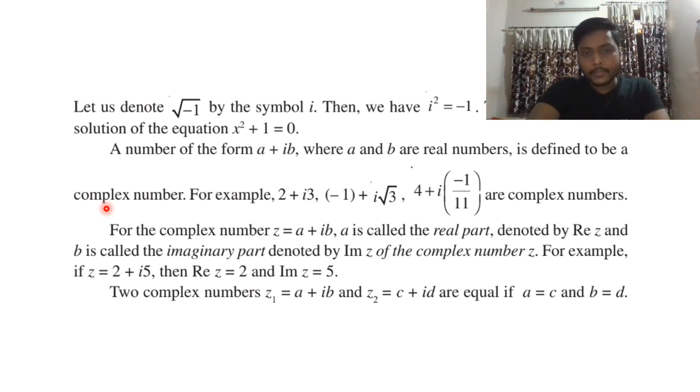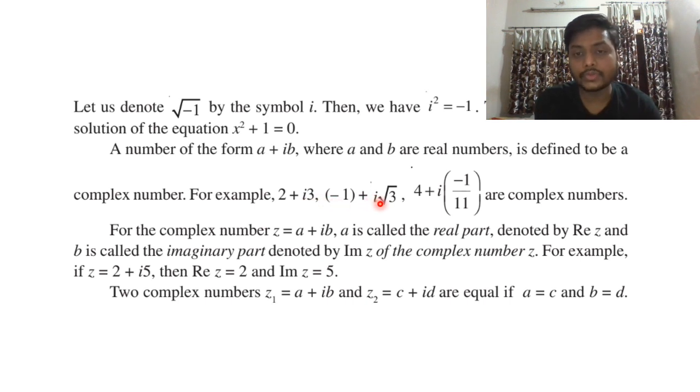Okay, like for example, we have 2 plus 3 iota. Then we have minus 1 plus root 3 iota. Then we have, or let's say, 2 plus iota 3, or minus 1 plus iota root 3. Then we have 4 plus iota times minus 1 upon 11. All these are complex numbers.